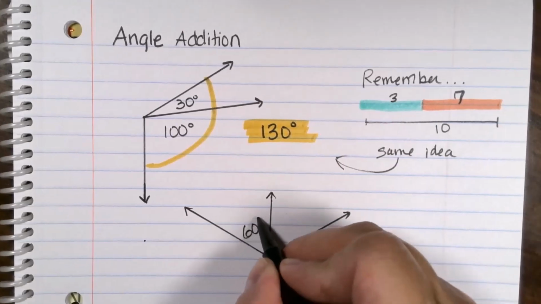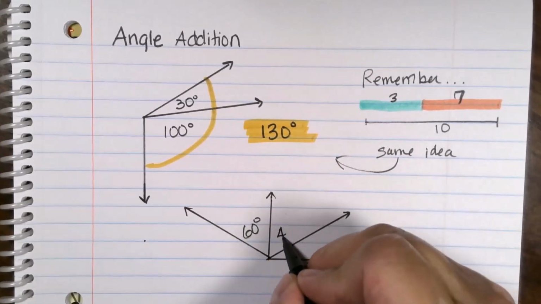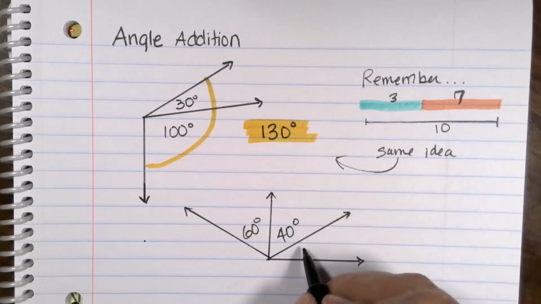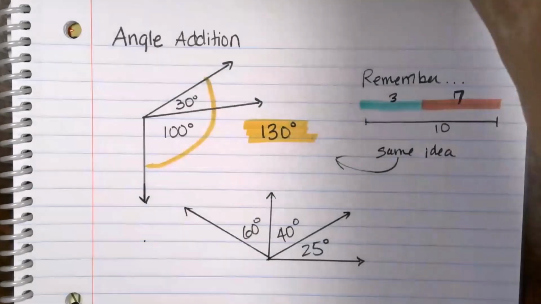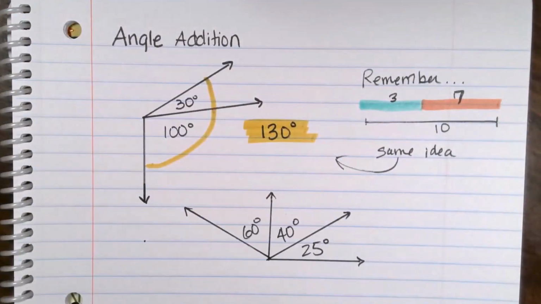So I'm going to call this 60. I'm going to call this one 40. No, nothing's drawn to scale. Just go with it. In geometry, nothing's ever drawn to scale. We tried, but I kind of just did it.